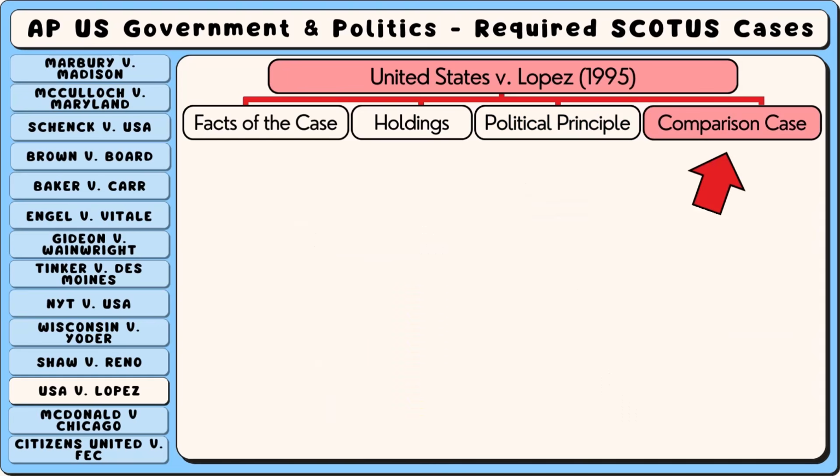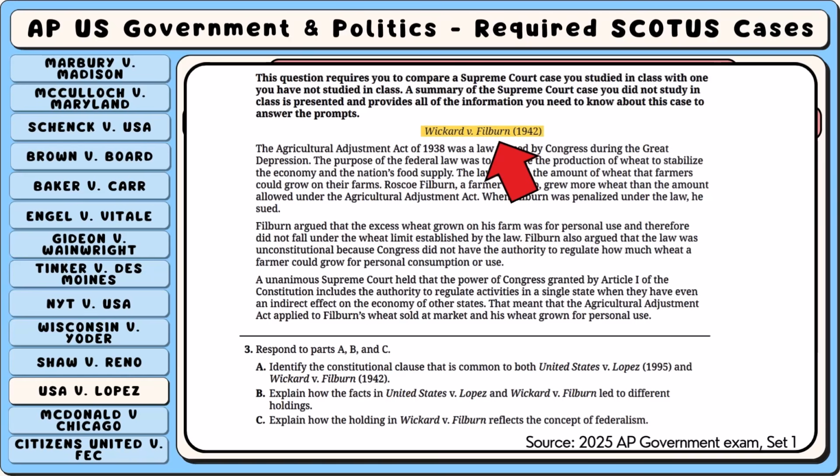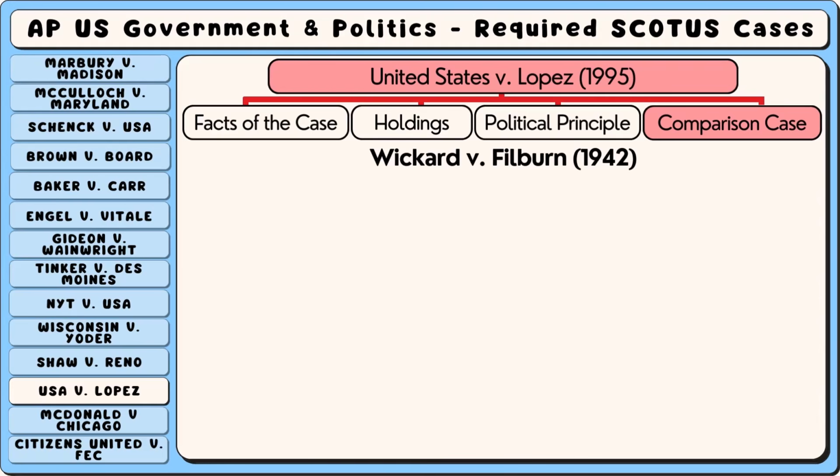Now let's compare this case to Wickard versus Filburn, which occurred in 1942. These two cases were the two that students needed to compare in Set 1 of the 2025 AP exam. Students were asked to identify the common constitutional clause and then identify how the holdings were different. Let's look at the facts of the comparison case.